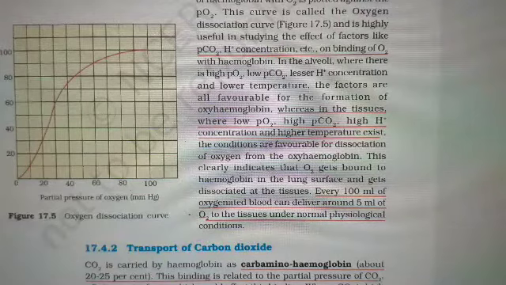So we need to remember the factors influencing oxyhemoglobin, and in the tissue area, also the formation of CO2, which is picked up very easily. Next, every 100 ml of oxygenated blood can deliver around 5 ml of oxygen to the tissue under normal physiological conditions. So next, transport of carbon dioxide.